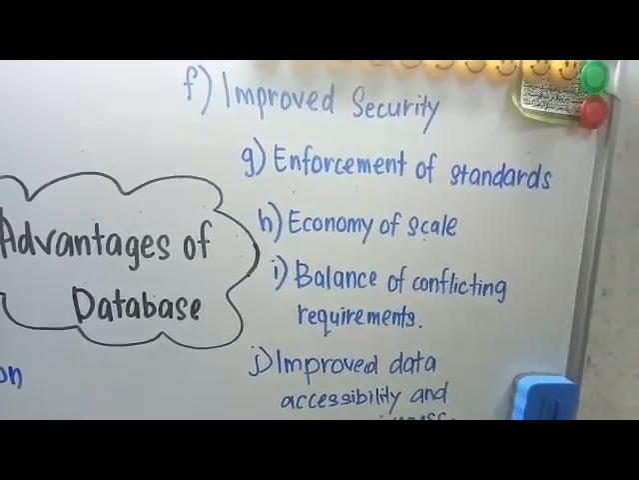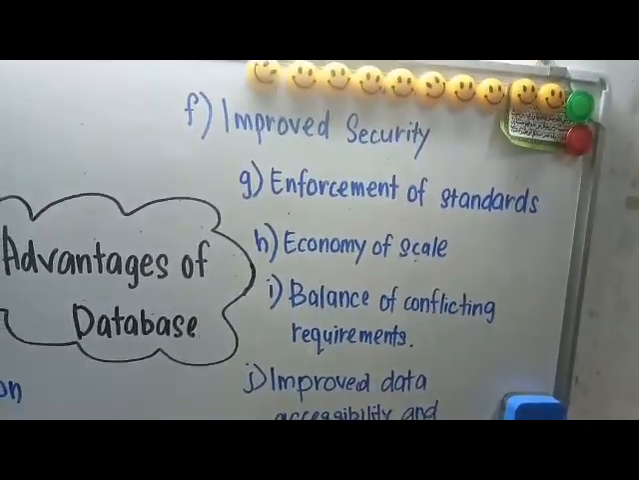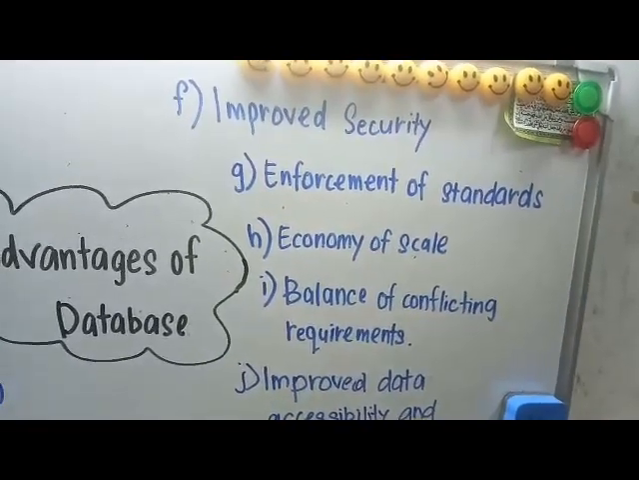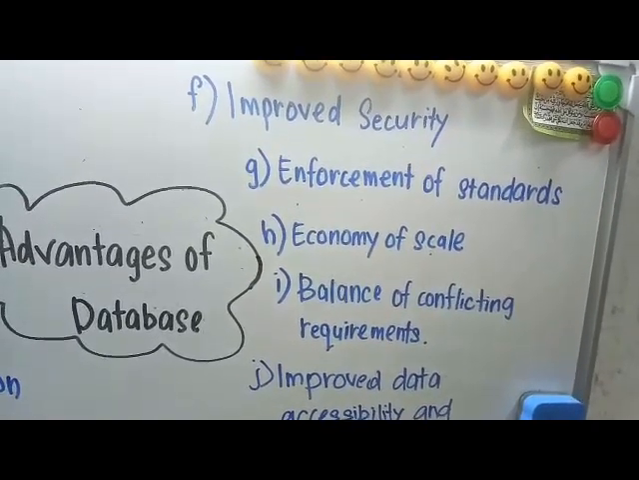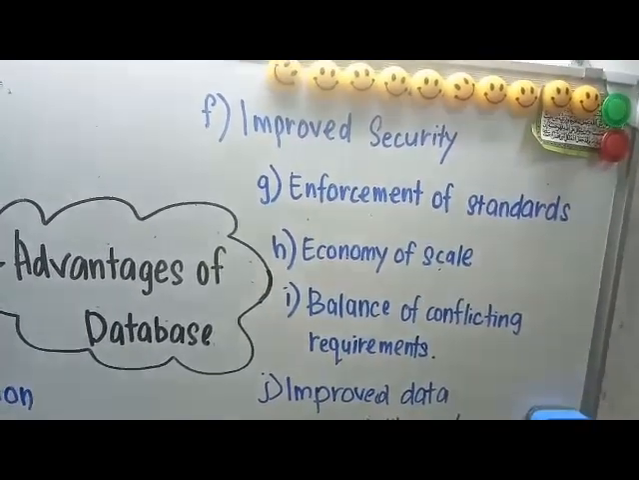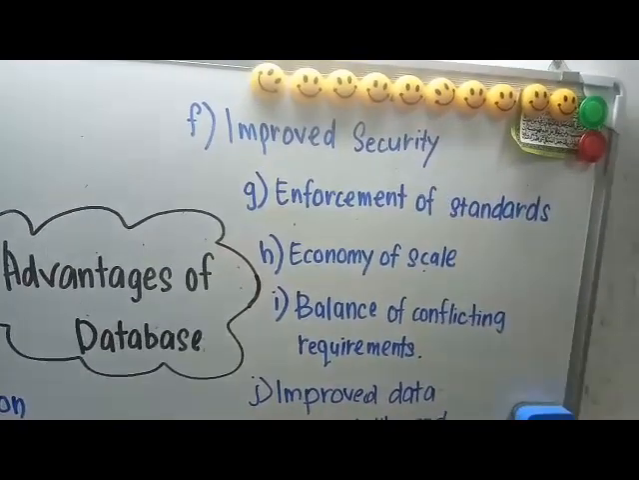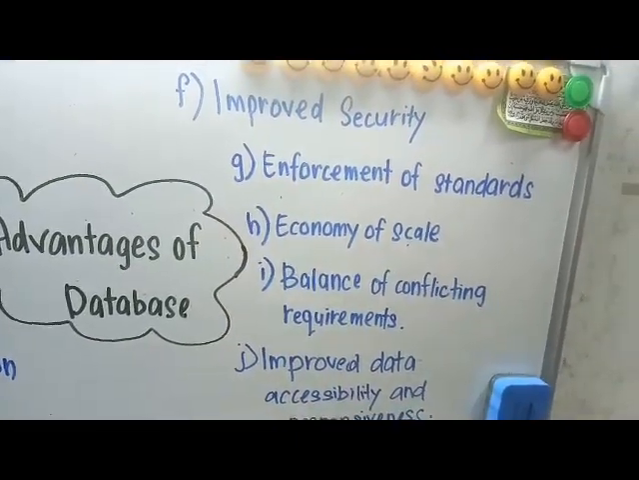Economy of scale. It means cost savings by combining budgets that are normally allocated to each department for the development and maintenance of its file-based system. It means we can save cost by using the database because we can allocate the big file on one database. And then balance of conflicting requirements.